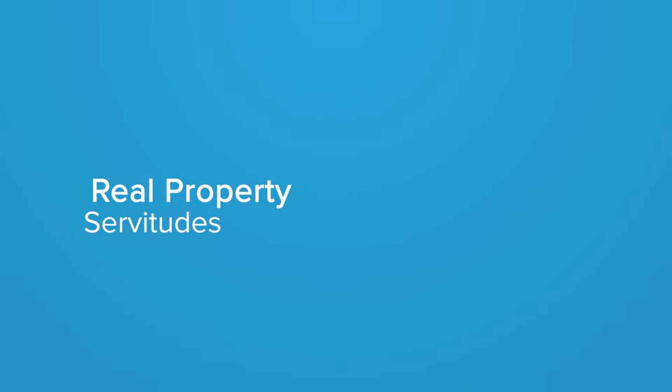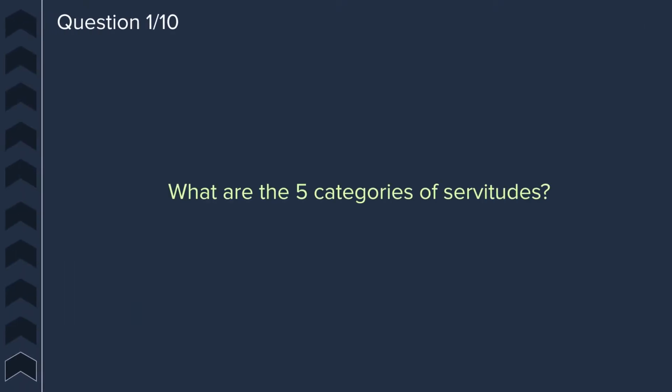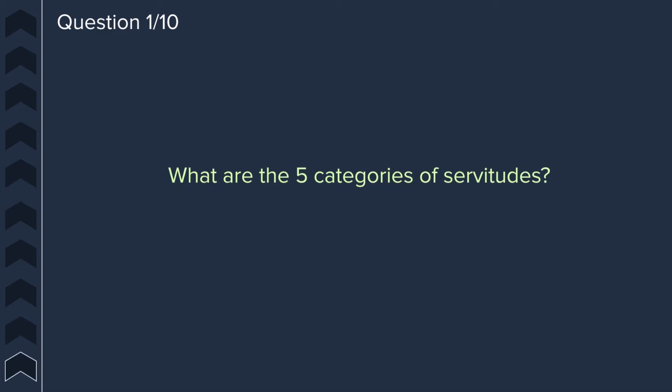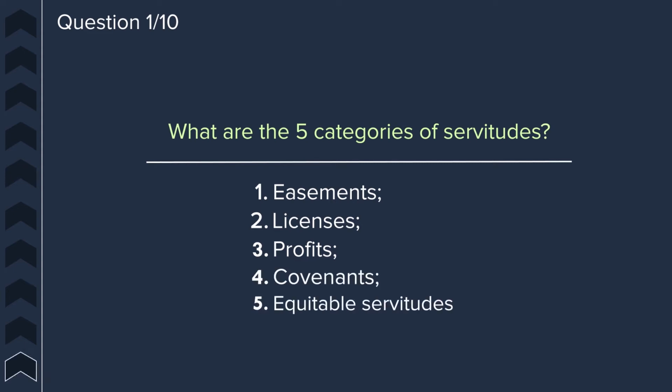These upcoming property questions cover servitudes. Okay, let's get started. Question 1. What are the 5 categories of servitudes? The 5 categories of servitudes are: first, easements; second, licenses; third, profits; fourth, covenants; and fifth, equitable servitudes.